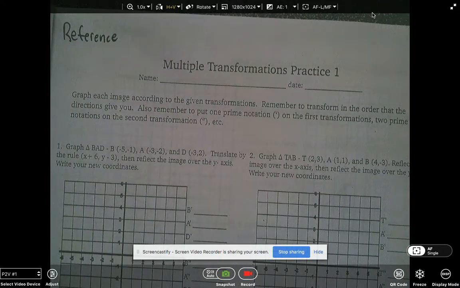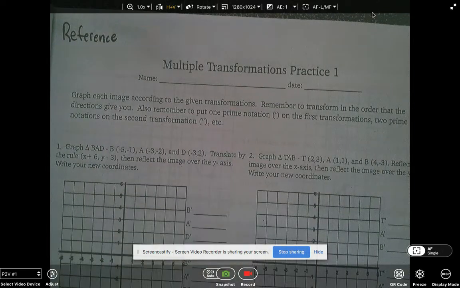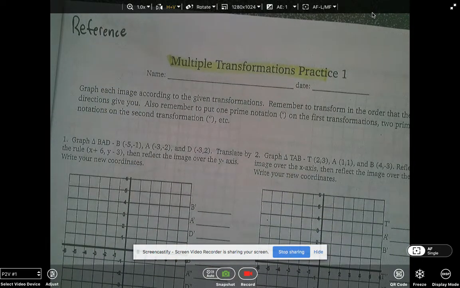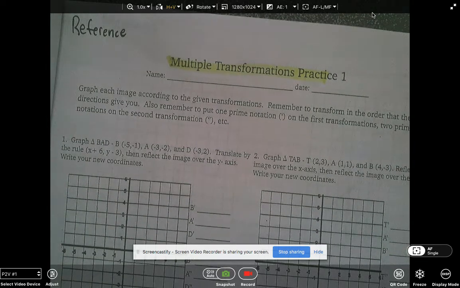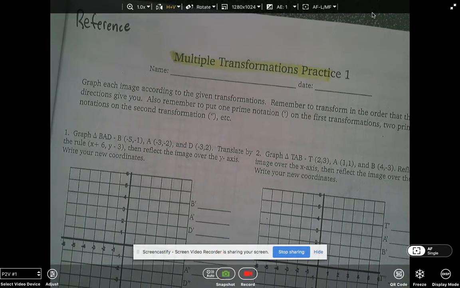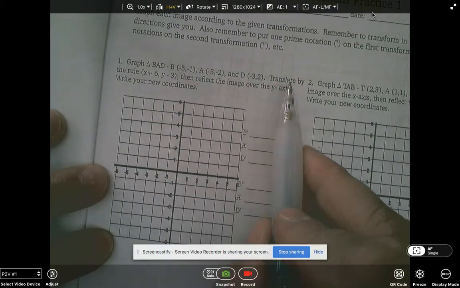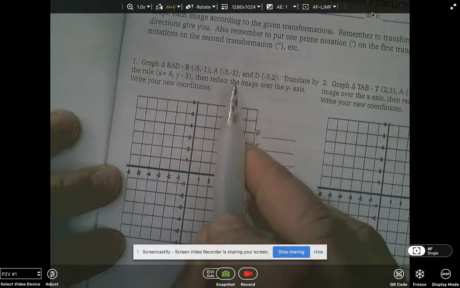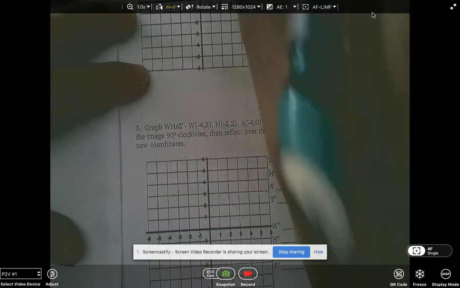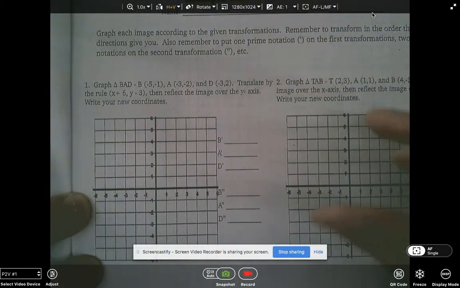All right, in today's video reference, we're going to finish our unit on transformations by putting everything together and now trying to perform multiple transformations. So take a figure and transform it not just once, but twice. So these transformations that we've learned so far, we've learned how to translate, we've learned how to reflect, we've learned how to rotate. We've also learned how to dilate.